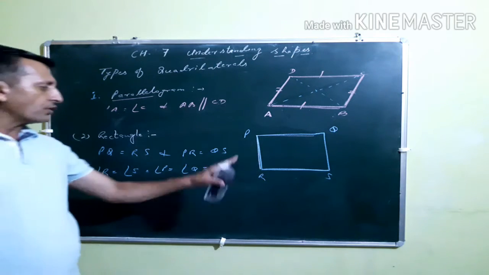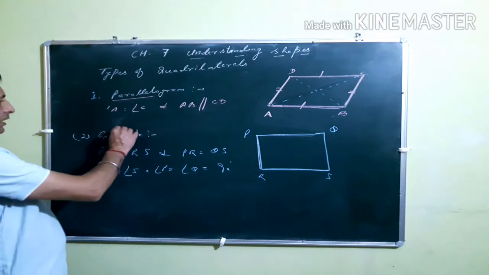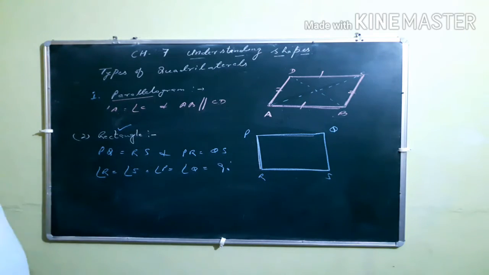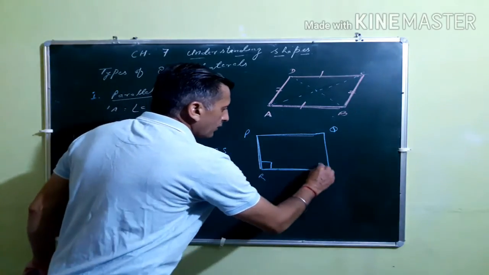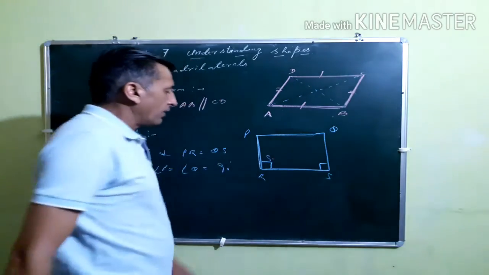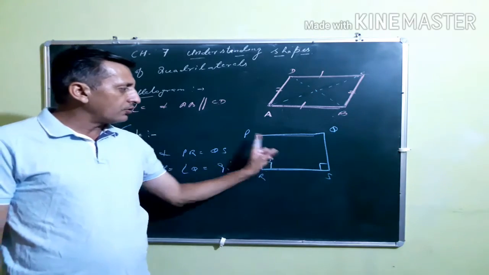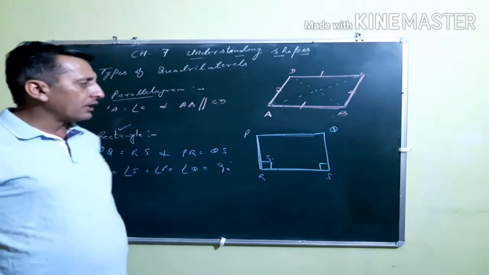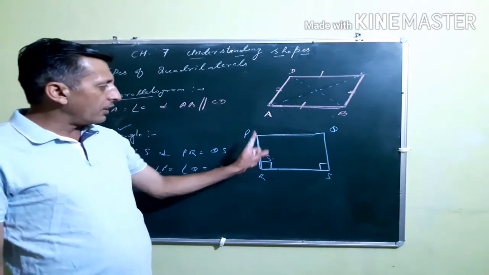This is the most important concept for the rectangle. That's why its name is rectangle. So each angle is equal to your 90 degrees. This one, this one, this one, and all the angles are. So naturally, these opposite angles are equal. This is again one of the properties of the parallelogram: opposite sides are equal and they are parallel.